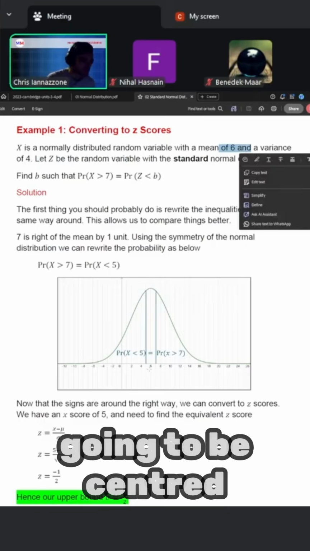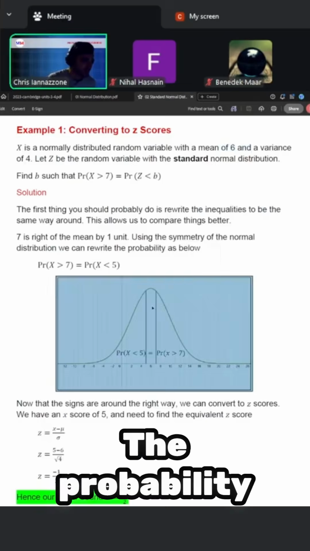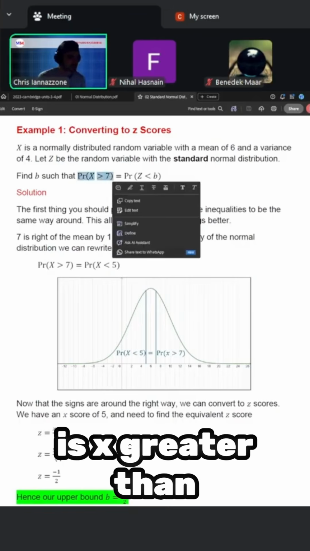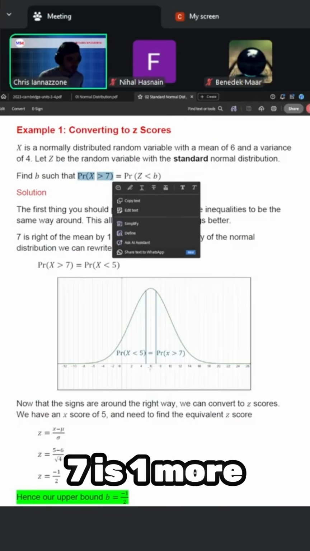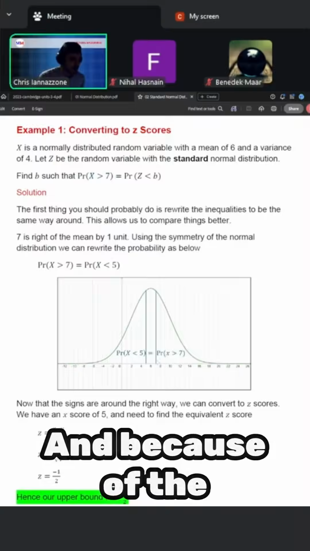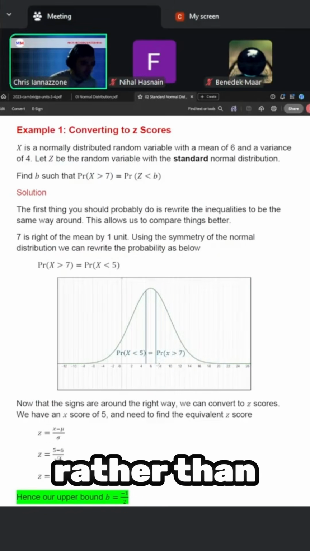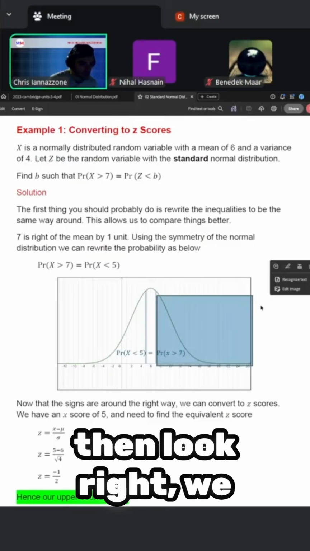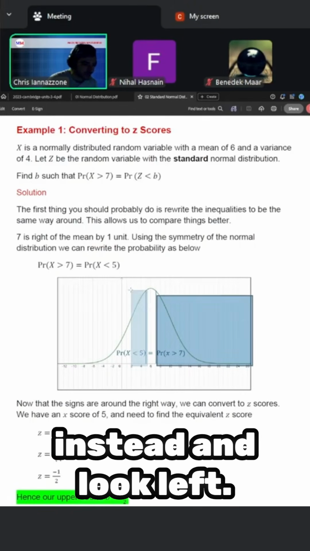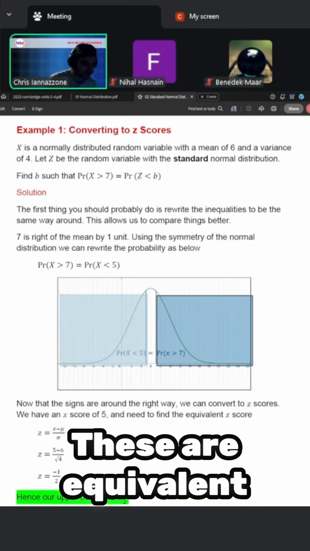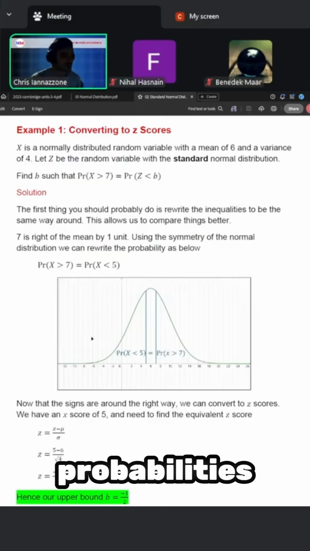It has a mean of 6, so it's going to be centered at 6. The probability we have is x greater than 7. 7 is 1 more than 6. And because of the inherent symmetry of the normal distribution, rather than go right 1 and then look right, we can go left 1 instead and look left. These are equivalent areas and thus equivalent probabilities.